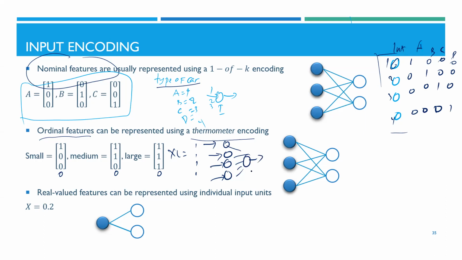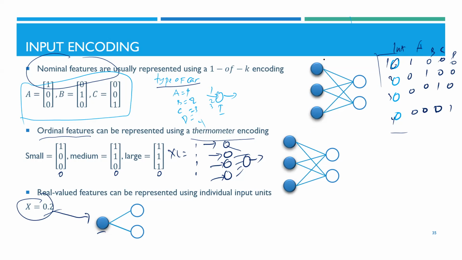Okay. For real values, of course, we can use only one node. Yeah, so this is the basic one. For a real value, one attribute is represented by one node. But for nominal and ordinal, we usually break down one attribute into several nodes.